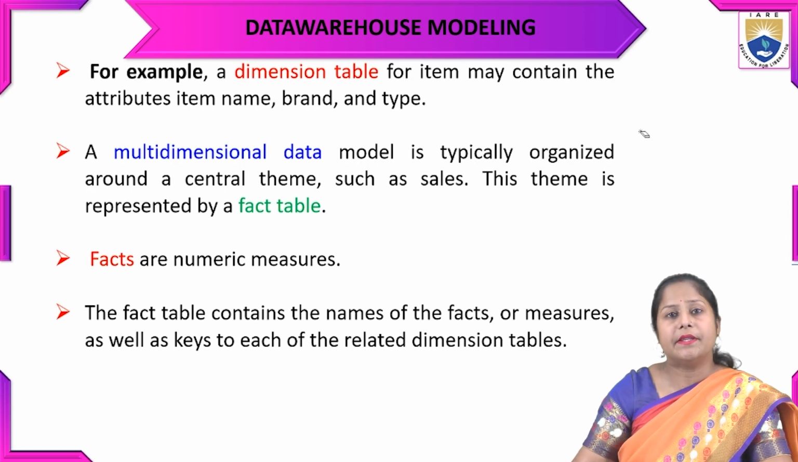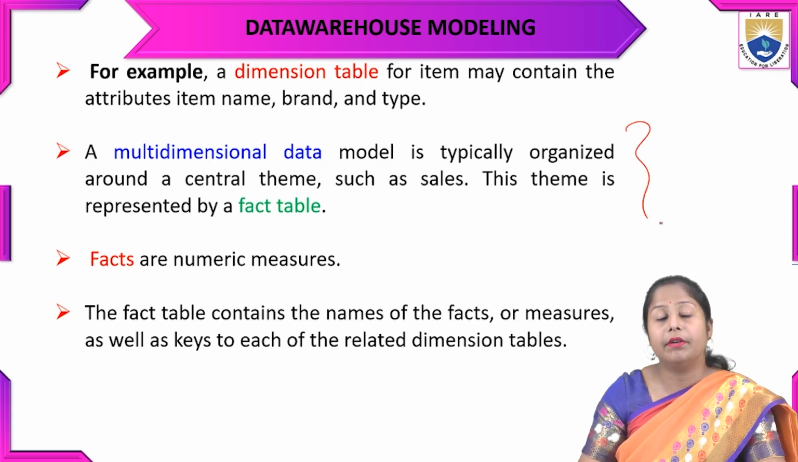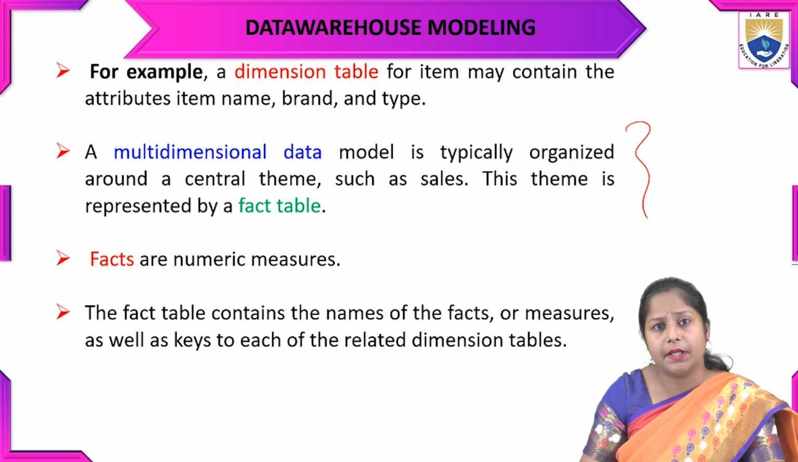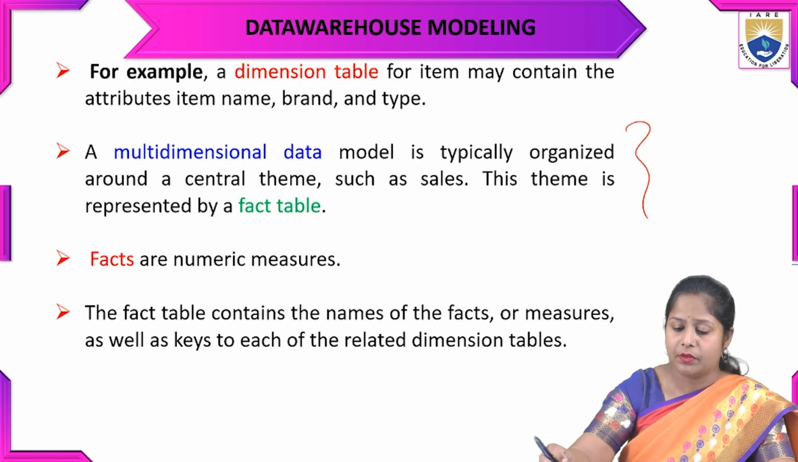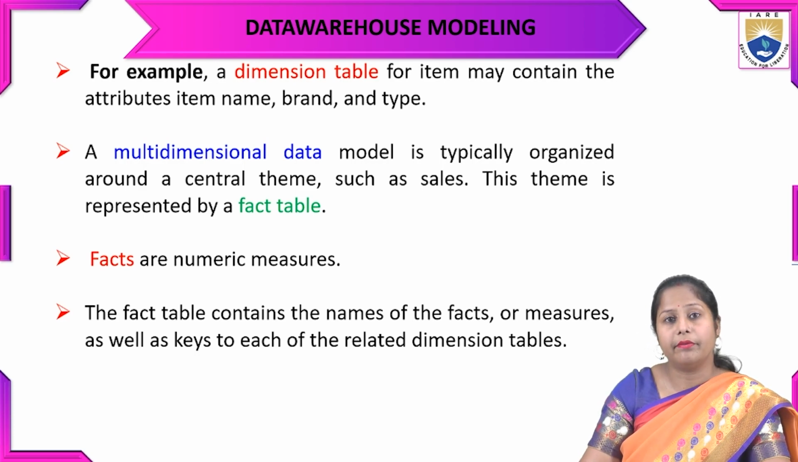Now, a multidimensional model is typically organized around a central theme. So there will be a central table called a fact table. For this example, sales will be the central theme of the table, so that would be represented as a fact table. The fact will be fact data. Sales will be called a measure, also called a fact, in the form of numeric values, right?